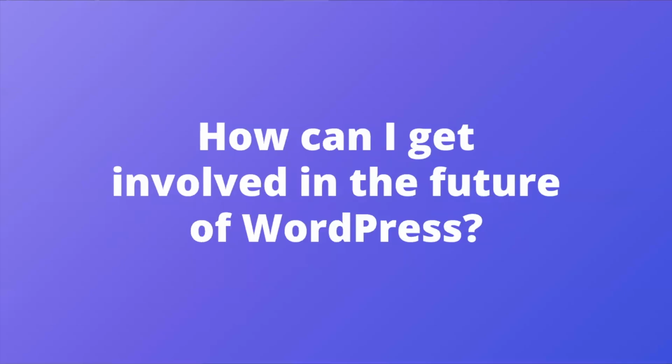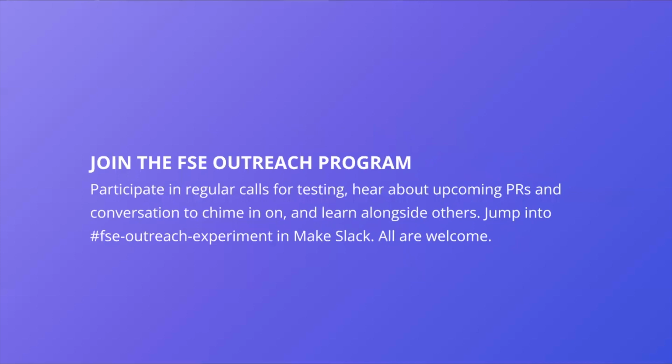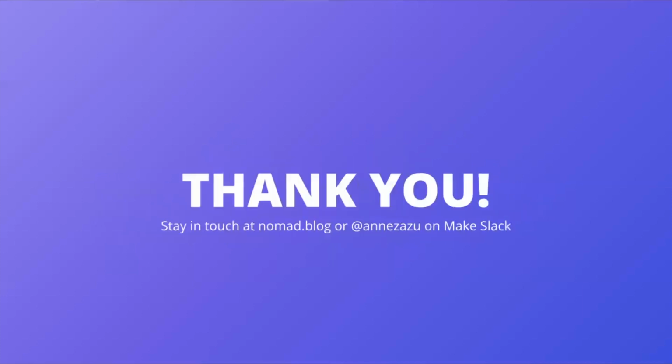All right, so now you've seen the future of WordPress with WordPress 6.0, and you've seen the progression from 5.0 to 6.0. You might be asking yourself, how can I get involved in the future of WordPress? So maybe you're thinking about WordPress 7.0, WordPress 8.0. I highly recommend for now joining the Full Site Editing Outreach Program. There are regular calls for testing. There are shares around PRs and upcoming conversations to chime in on. And it's basically a great place to learn this alongside others and to share your feedback about the future of WordPress through full site editing. To join, you just jump into the FSE outreach experiment in Make WordPress Slack, and all are welcome. I'll leave information in the description below as well.